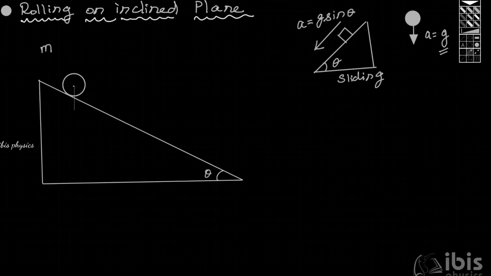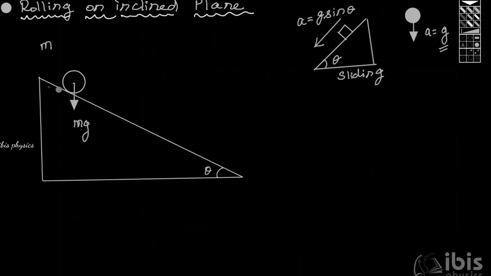So if its mass is m, we know that the downward force will be mg. But if this plane is smooth, what will this try to do? It will try to slide downwards. If an object is moving downwards, we know that the property of friction is to oppose. So the attempt of the object will be to move downwards, so the friction will act upwards. This is the friction. Frictional force will act in the upward direction.